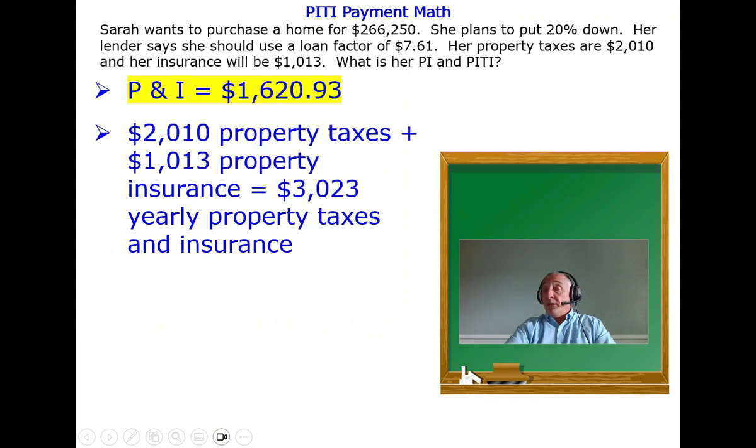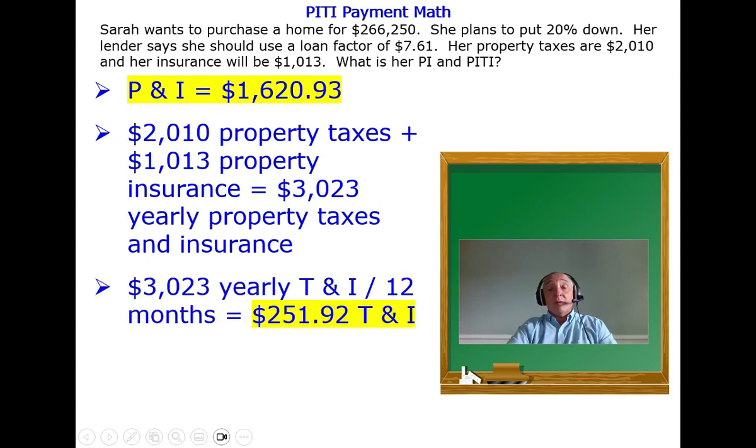There's our P&I payment. Now, this is our property taxes. Our property taxes were $2,110, and our property insurance or homeowner's insurance was $1,013, which equals a total of $3,023. Okay, we have to divide that by 12. So the 3,023 divided by 12 puts us down to $251.92. That is our T&I. That is our taxes and insurance.